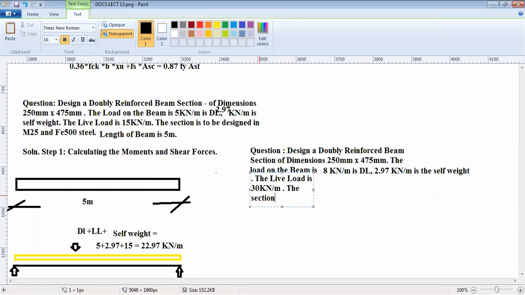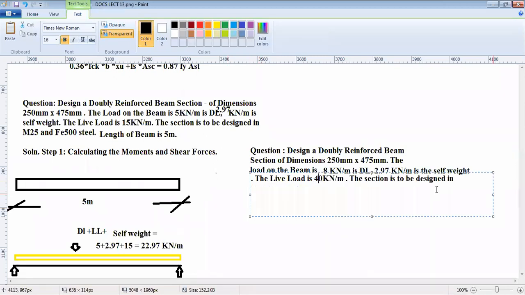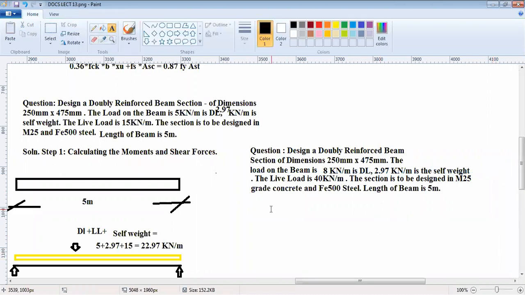The section is to be designed in 30, let's keep it 40. The section is to be designed in M25 grade concrete and Fe 500 steel. Length of beam is 5 meter. So I revised the question.